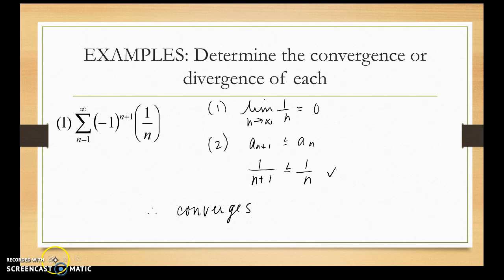Now, if we wanted to check with the derivative, if we let f of x equal 1 over x, the derivative of that is -1 over x squared, which is always negative, and therefore the function is decreasing.